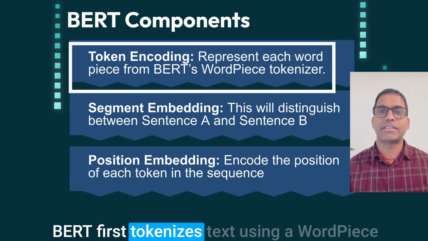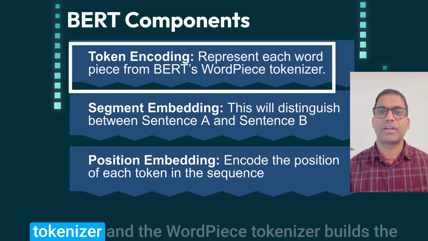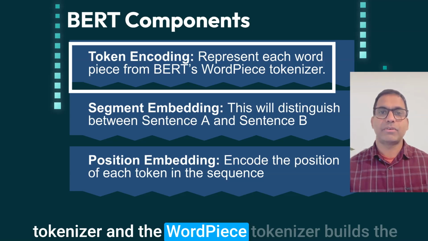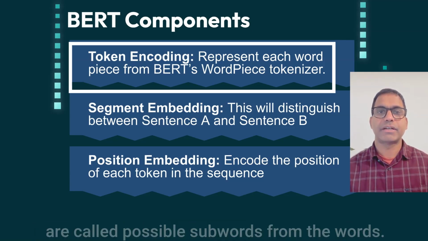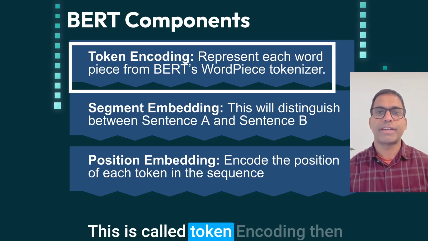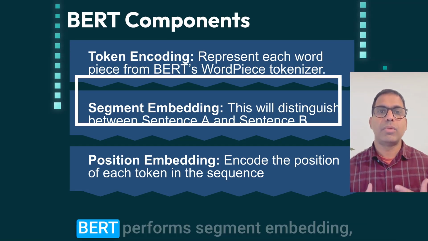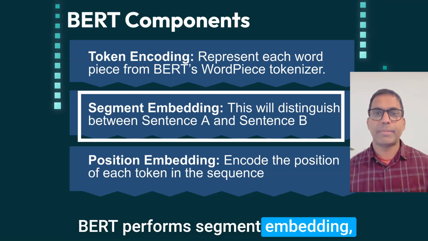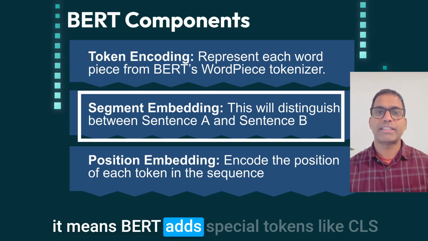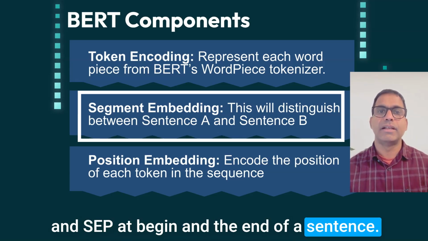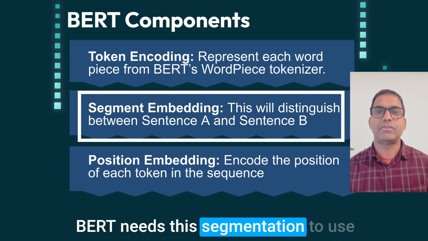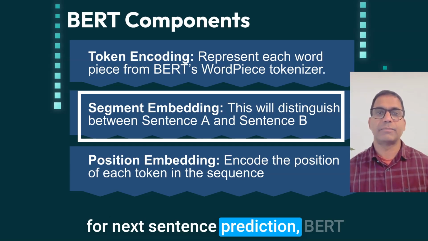BERT first tokenizes text using a WordPiece tokenizer, and the WordPiece tokenizer builds a vocabulary of words and word fragments which are called possible subwords from the words. This is called token encoding. Then BERT performs segment embedding. It means BERT adds special tokens like CLS and SEP at the beginning and end of a sentence. BERT needs this segmentation for next sentence prediction.